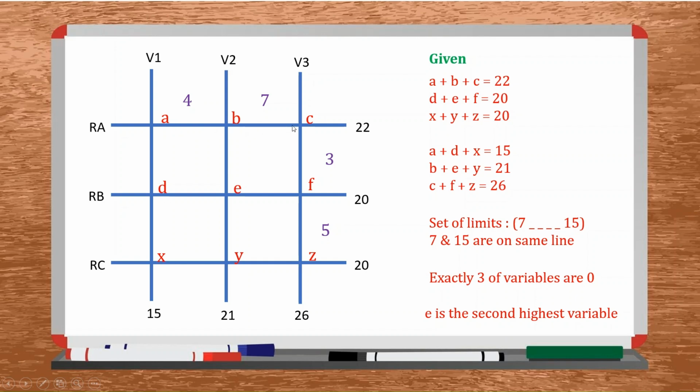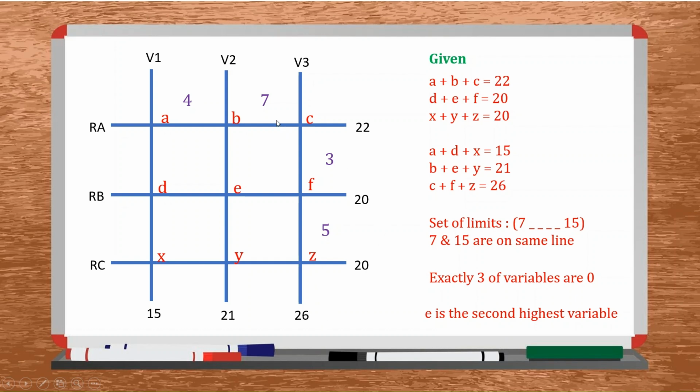A plus B plus C would be equal to 22. D plus E plus F would be equal to 20. X plus Y plus Z would be 20. A plus D plus X would be 15. B plus E plus Y would be 21. C plus F plus Z would be 26.